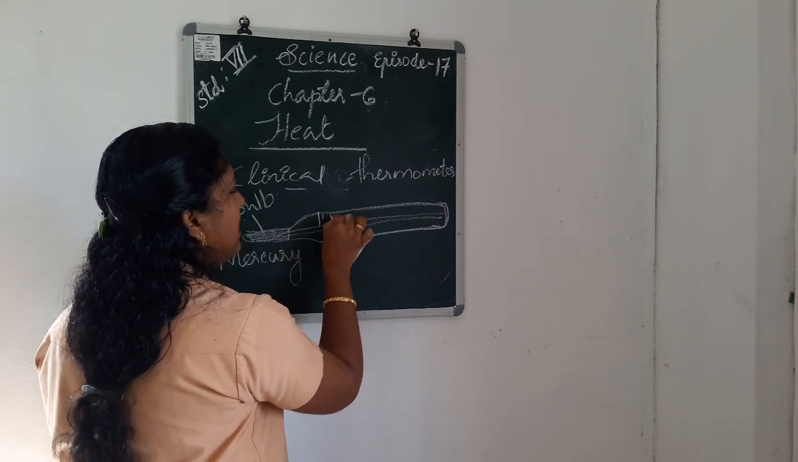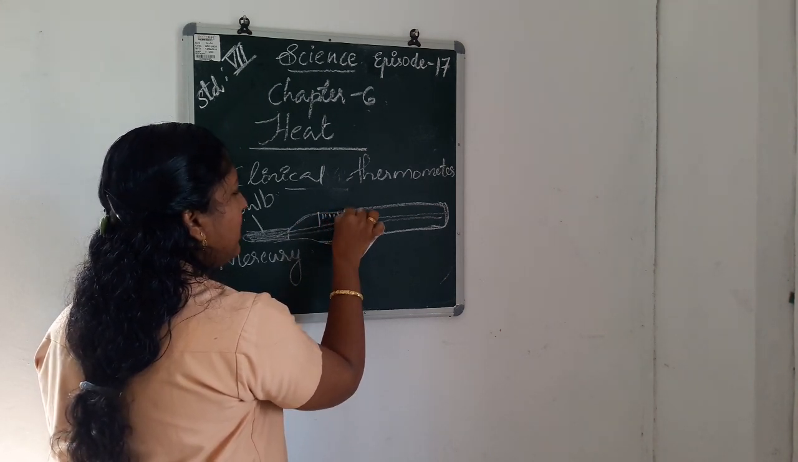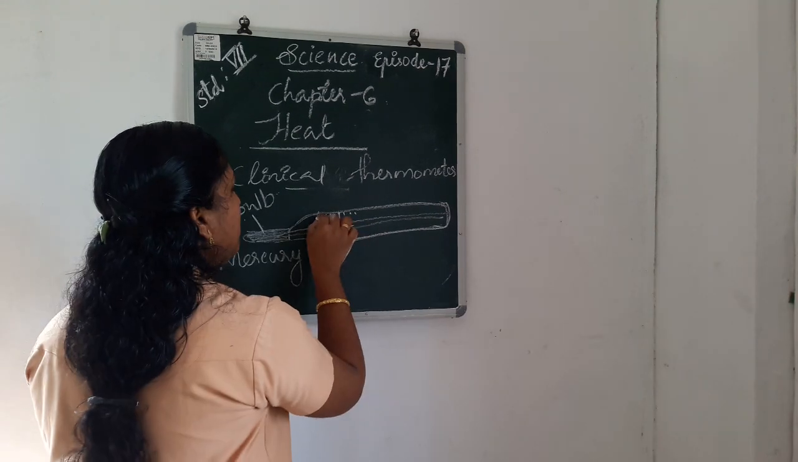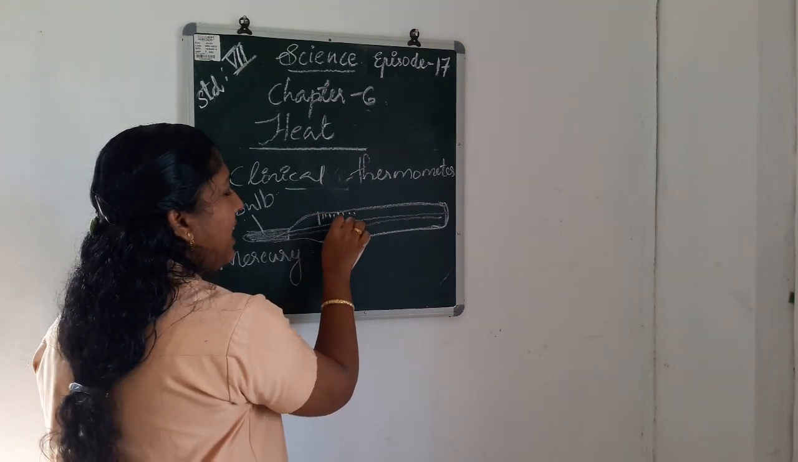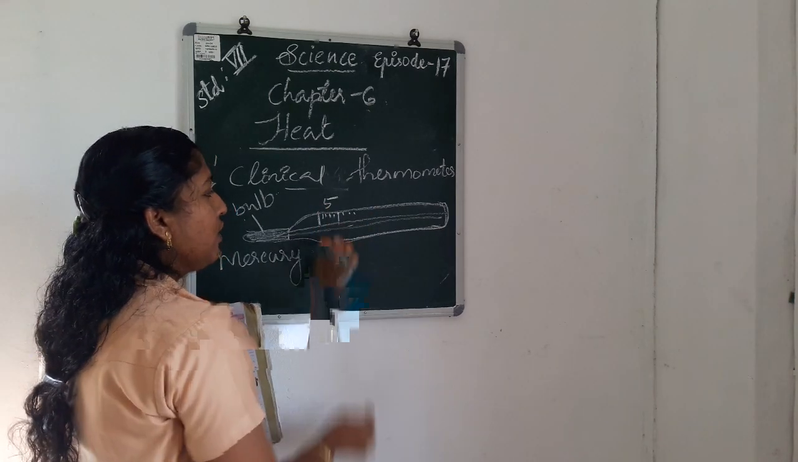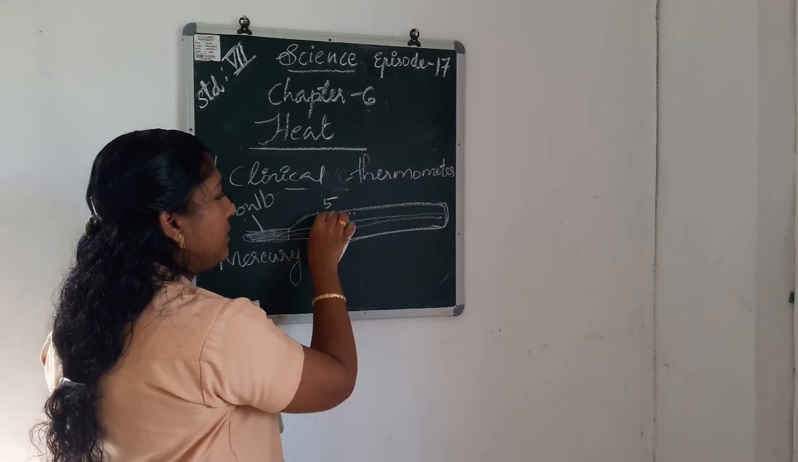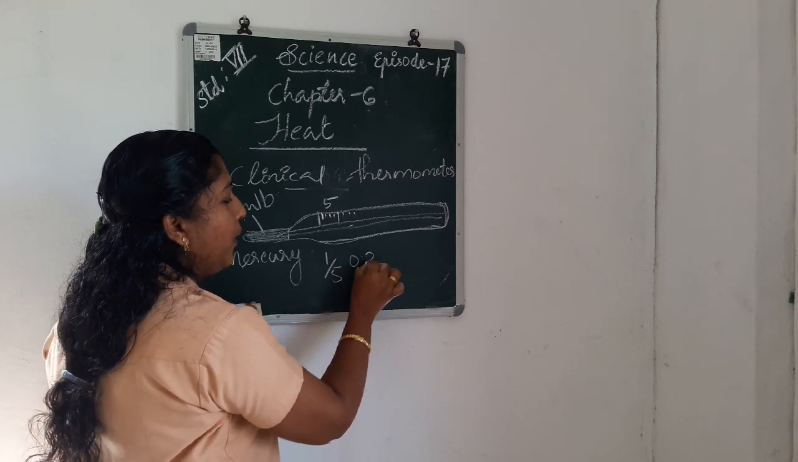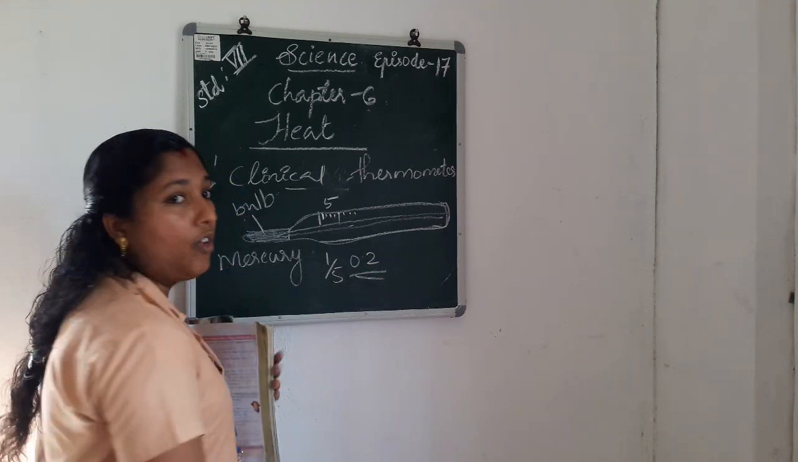Here we can see long lines and some short lines. The long line indicates 1 degree. In between the two larger lines we can see 5 divisions. So each small division is 1 by 5, that is 0.2 degrees. Okay, all of you understood?